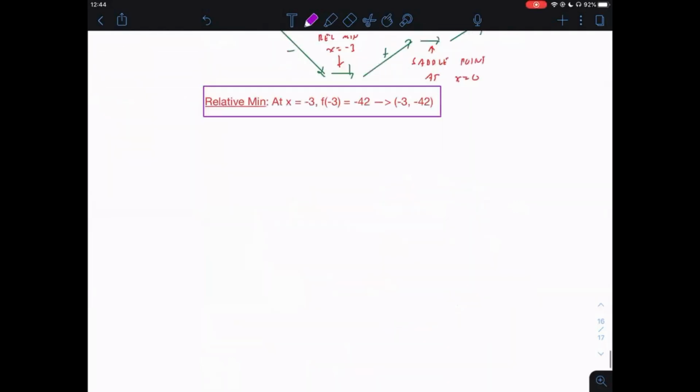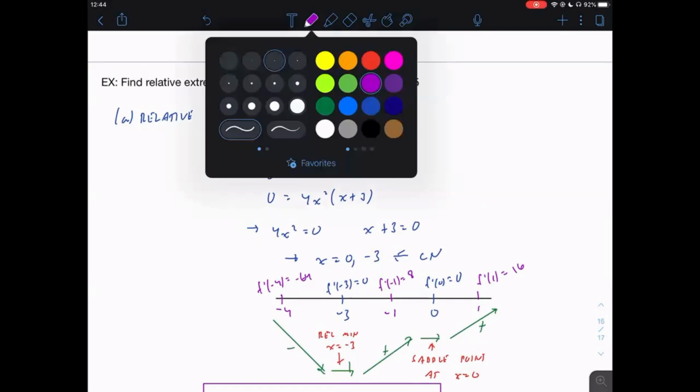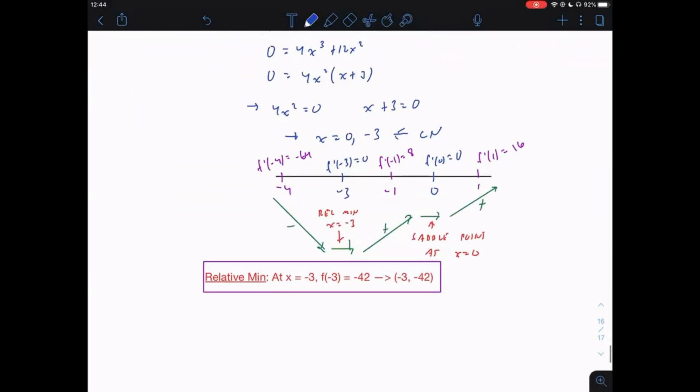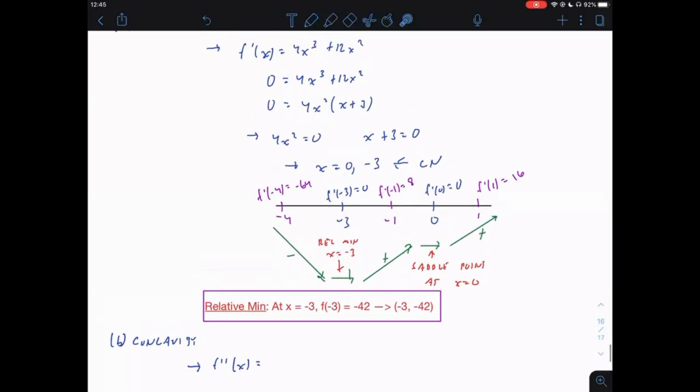So now for the second part, the concavity. Now for part B here. To determine the concavity is like determining the relative extrema of a function except using the second derivative. So now we have to find the second derivative, f double prime of x. Our first derivative was 4x cubed plus 12x squared.